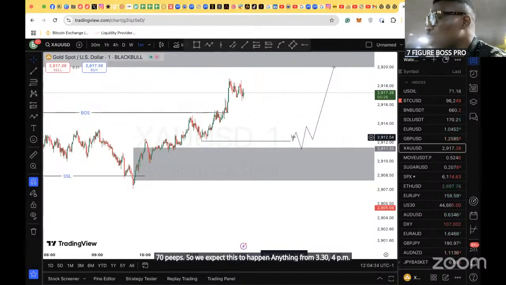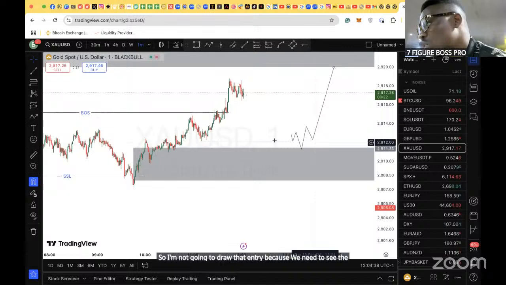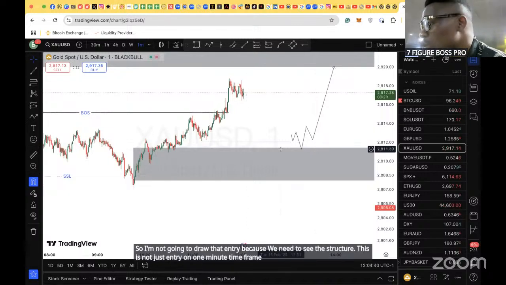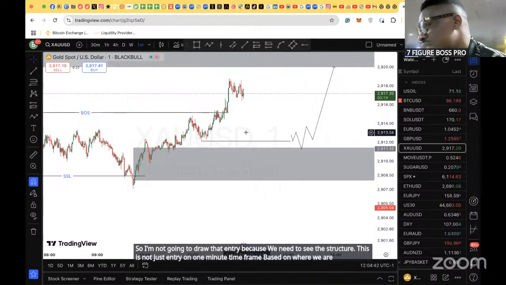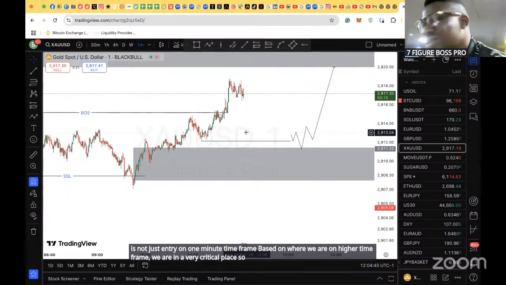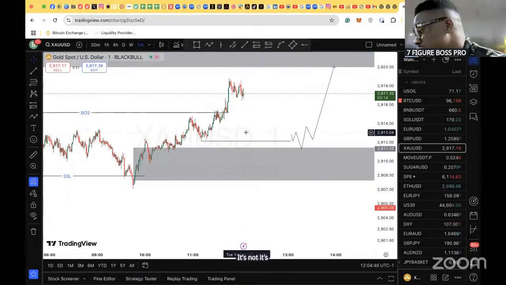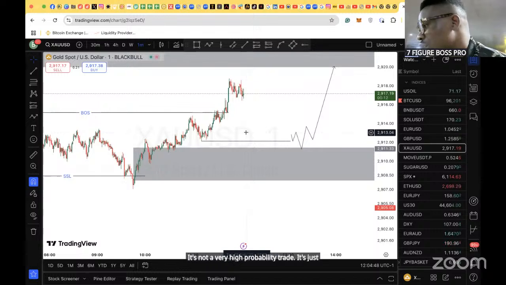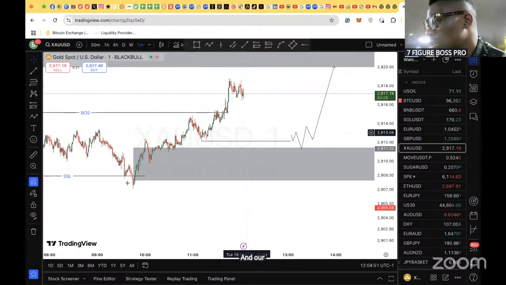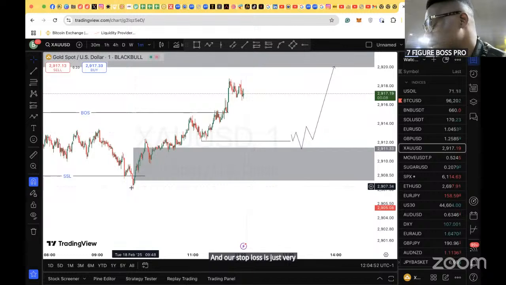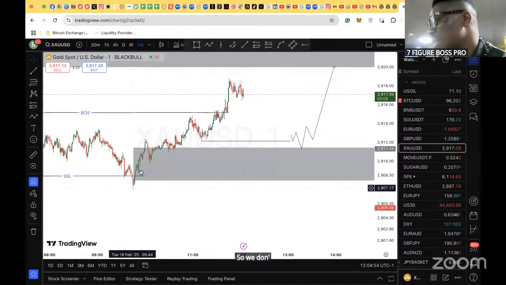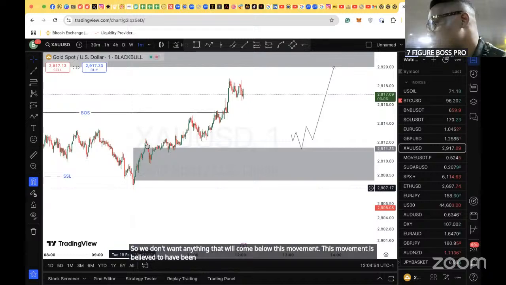So I'm not going to draw that entry because we need to see the structure. This is not just entry on 1 minute time frame. Based on where we are on higher time frame, we are in a very critical place. So it's not a very high probability trade. It's just a scalping trade, and our stop loss is very close by here. So we don't want anything that will come below this movement. This movement is believed to have been the movement that started that move to the upside.